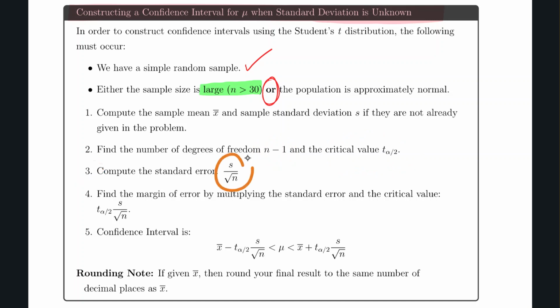Next, compute the standard error. And then find the margin of error by multiplying the standard error and the critical value together. Then the confidence interval, as before, is sample mean minus margin of error, less than mu, less than sample mean plus margin of error. Now you have a rounding note. If you're given the sample mean, then round your final result to the same number of decimal places that were given in the sample mean.